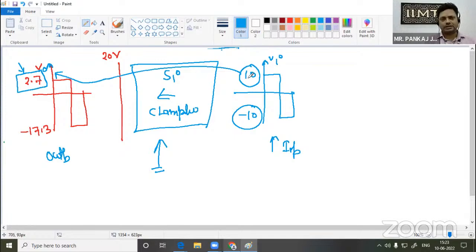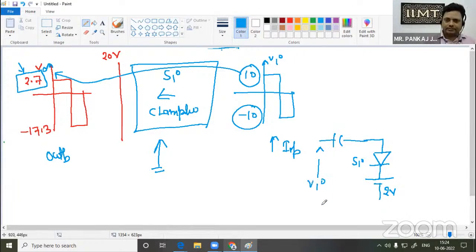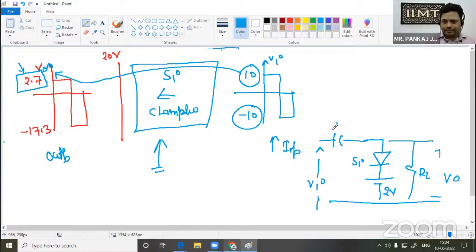So we should concentrate upon the lower value of the output, and it is clear that in the positive half cycle the output is 2.7 volt. By concentrating on this, I am drawing that I am keeping the p-type semiconductor in the upward direction, and I have connected a simple 2 volt battery across this, and this is the silicon diode. Then I will make a capacitor. This will be my input, and using load resistance I will get my output. So now this is the capacitor C.